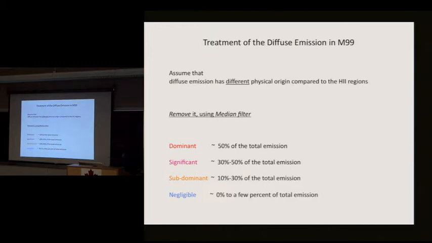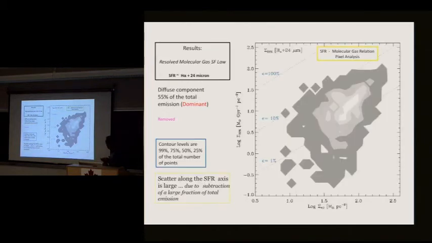So I have assumed that diffuse emission has no connection with the H2 region, and my star formation rate tracer is based on H2 region. So I have to remove it, and I use a median filter. I chose a range of median filter which will give me some diffuse emission. I call it dominant, significant, subdominant, negligible, depending on the range I prefer to have. With this assumption, you generate your Schmidt-Kennicutt log plot, a plot showing molecular hydrogen versus star formation rate tracer given by H-alpha plus 24 micron. Here, the tracer map contains the dominant diffuse component, 55% of the total emission, which I have removed because it doesn't relate to my star formation rate tracer. And the distribution looks like this.